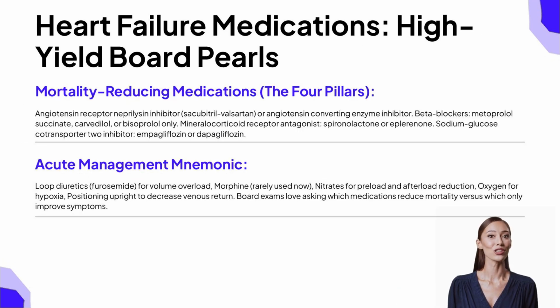Here are the medication pearls that show up repeatedly on board exams. For acute decompensated heart failure, think diuretics first for volume overload. The classic mnemonic is still useful. For chronic heart failure with reduced ejection fraction, you must know the 4 pillars. These are the medications proven to reduce mortality. Board questions love to ask which medication to add next, or which medication provides mortality benefit versus symptom relief only. Remember, furosemide and digoxin improve symptoms but do not reduce mortality.